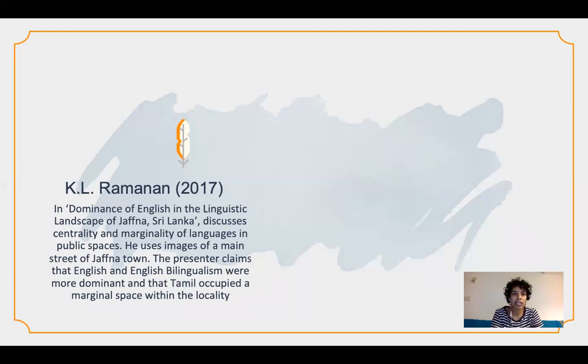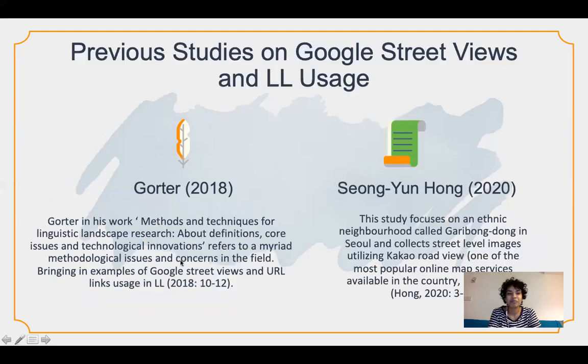And then from Sri Lanka, I was unable to find published articles, but I was able to find this conference presentation by K.L. Ramanandan from the University of Jaffna. He talks about the centrality of English and English bilingualism in Jaffna town, and the marginality that Tamil signs seem to be occupying within the particular street that he studied.